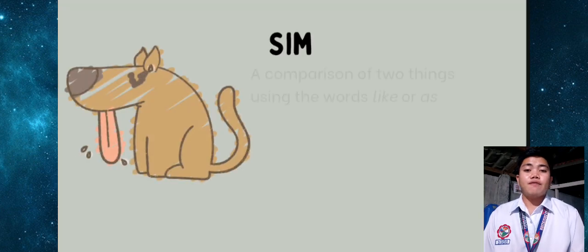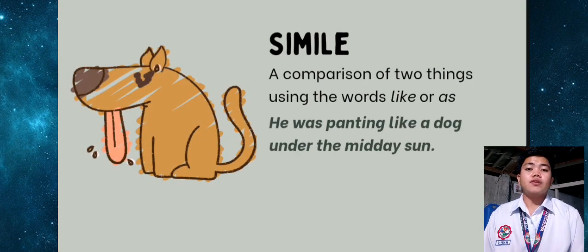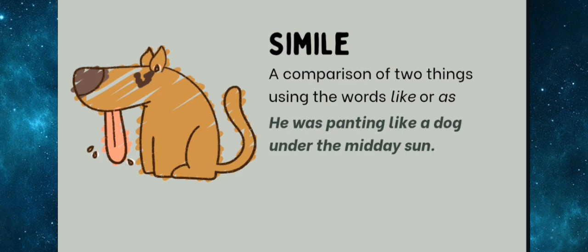The first type of figurative language that we're going to discuss is the simile. It is a comparison of two things using the words like or as. And I have here an example. He was panting like a dog under the midday sun. The subject, he, was being compared to a dog under the midday sun with the use of the word like.